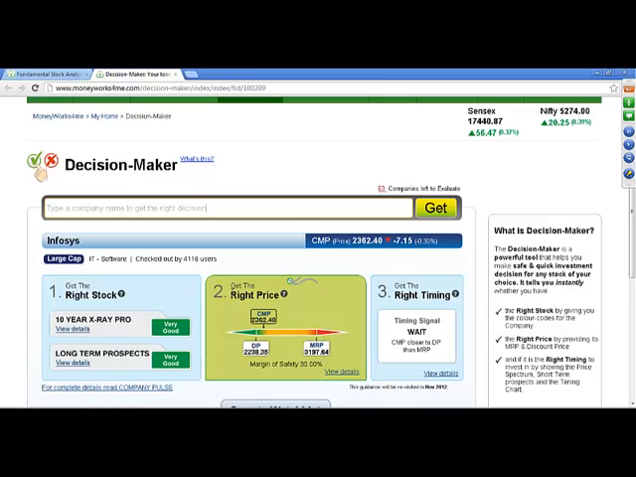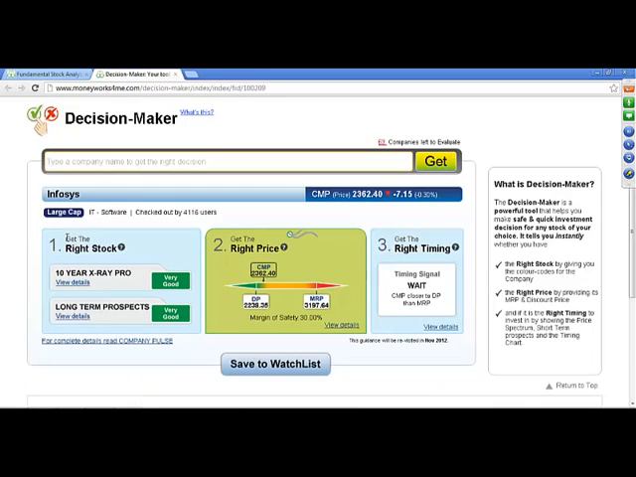So again, the decision maker is divided into three very easy to understand parts. Now what are these three parts? What we say is, whenever you want to invest in a company, you have to answer three very important questions. These are: A, is it the right stock? B, is it the right price? Is the stock available at the right price? And C, is it the right time to buy the stock? So I'll just take you through each part one at a time.